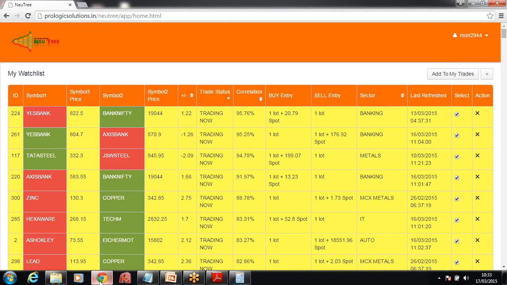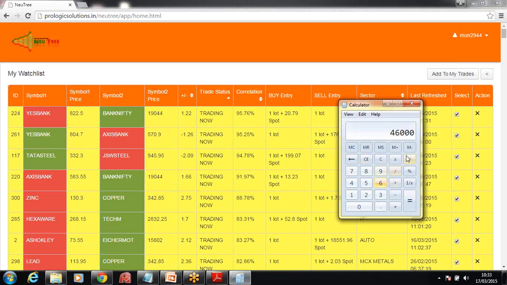That is the price. Now whenever you place a trade, your investment in one script should be equal to the investment in the other script also. Yes Bank, let's say it is 804. I'm calculating at the present price listed here. 804 into 500. So my rough investment is around 4 lakhs on Yes Bank. The same equal amount should be invested in Axis Bank also.